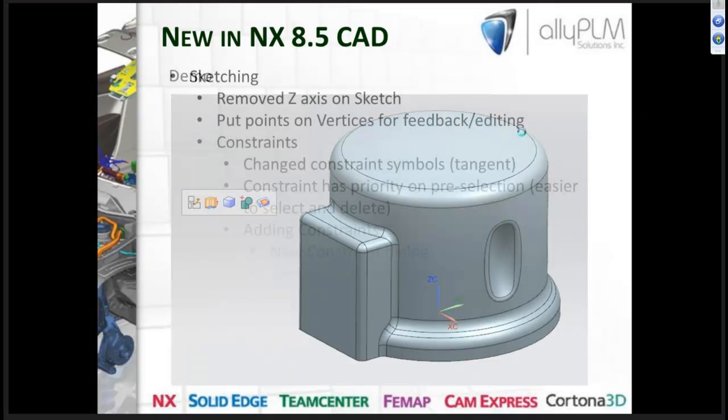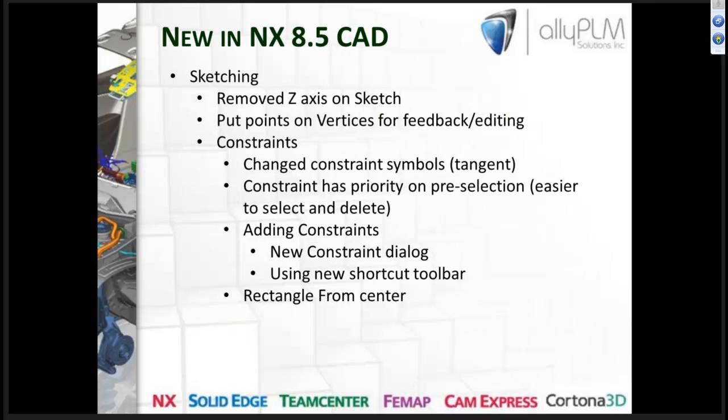The next thing we'll talk about is sketching. A couple of mentionable items here. Remove the Z-axis on sketch for 8.5. Put points on vertices for feedback and editing. Constraints, there have been a few options changed with constraints. For example, change the constraint symbols. The one in particular I want you to be aware of is the tangent symbol. I'll show you a screenshot of that and also show you in a demo how that's changed so you're aware of it.